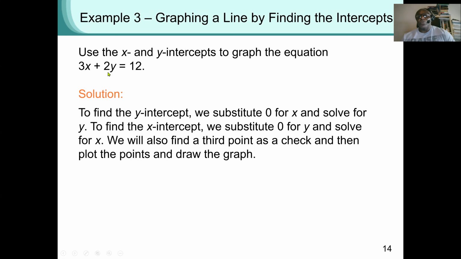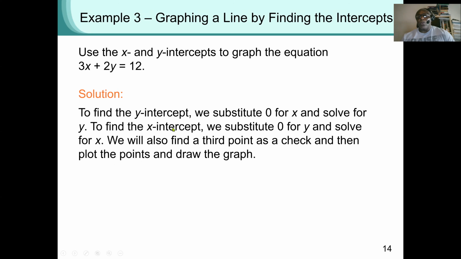Now, if that's finding the x-intercept, y is 0. Same thing if I want to find the y-intercept, x will be 0. If x is 0, then y equals 12 divided by 2, which will be 6. So which means the x-intercept is (4, 0) and the y-intercept is (0, 6).